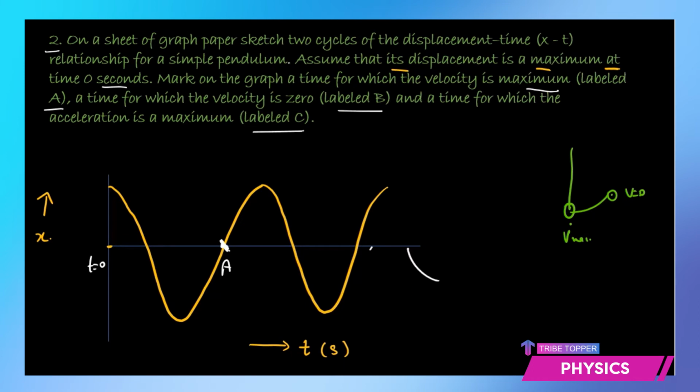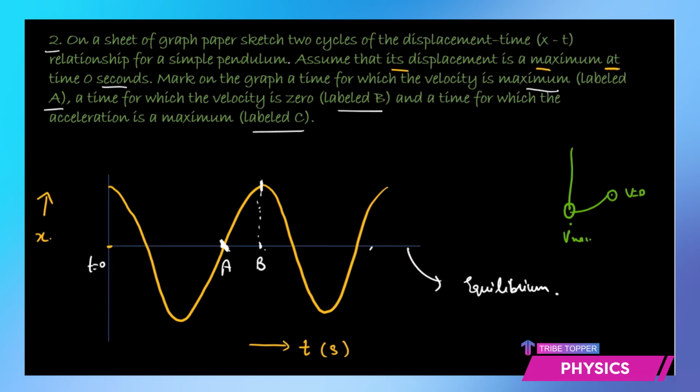The blue line refers to the equilibrium position, and when displacement is 0 at the equilibrium position, our velocity is a maximum, so we label it as A. Now they say a time for which the velocity is 0, label it as B. The velocity is 0 when the displacement is at a maximum. Now when the displacement is maximum, that means this point, so we label this as B. So corresponding to this maximum displacement, your velocity is 0.